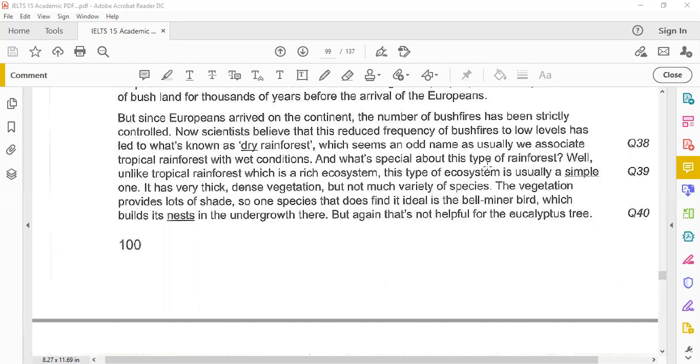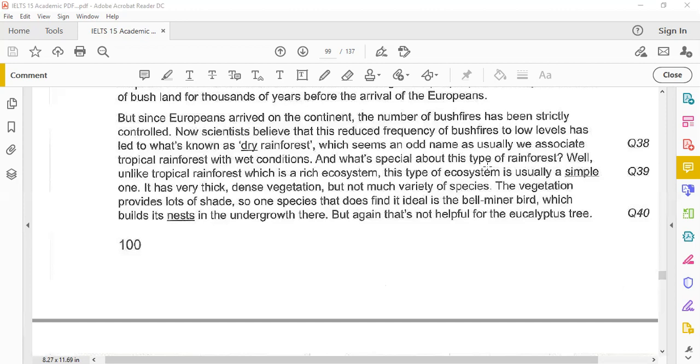Now, scientists believe that this reduction of bushfires to low levels has led to what's known as dry rainforest, which seems an odd name, as usually we associate a tropical rainforest with wet conditions. And what is special about this type of rainforest? Well, unlike a tropical rainforest, which is a rich ecosystem, this type of ecosystem is usually a simple one. It has very thick, dense vegetation, but not much variety of species.